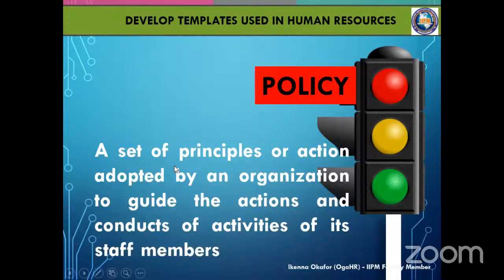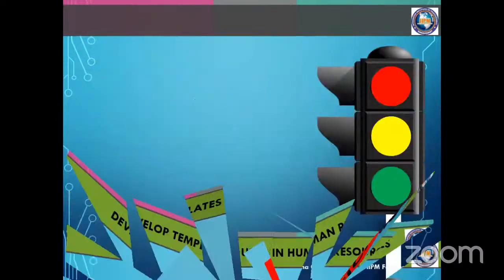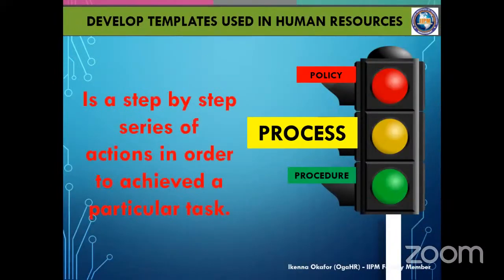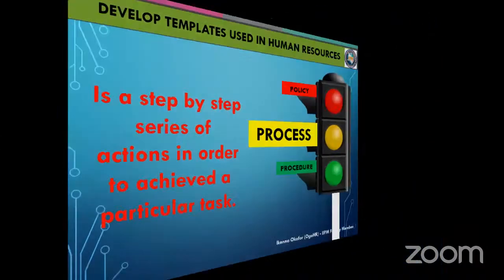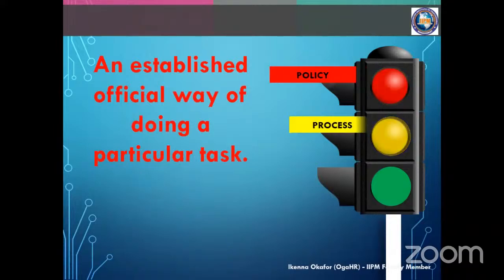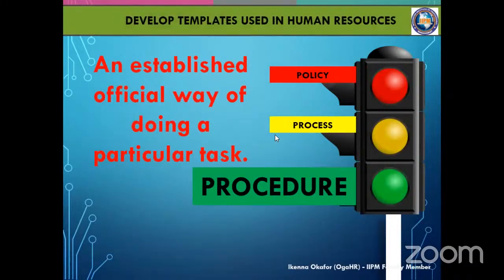Policies are sets of principles adopted by an organization. We understand that, right? Now, the next is process: step by step of how we achieve a particular thing. Procedure is an established way of doing a thing.